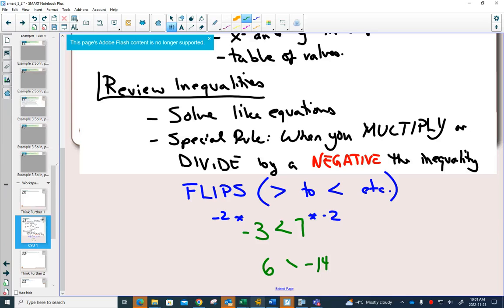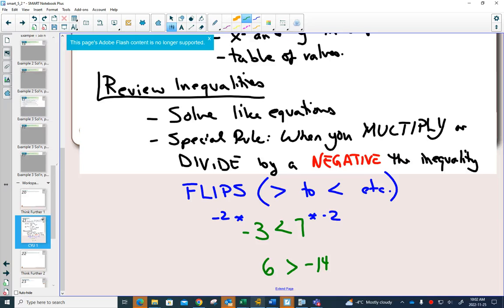Well, now, 6 is bigger than -14. The sign has to change. That's the reason why the rule is there. You can see it really easily if you use simple numbers. But it's only true for multiplying and dividing.